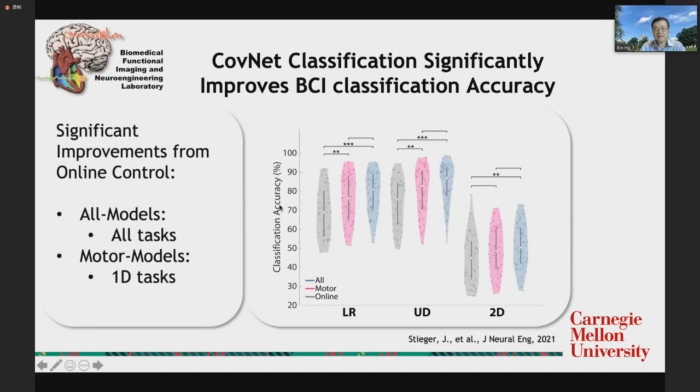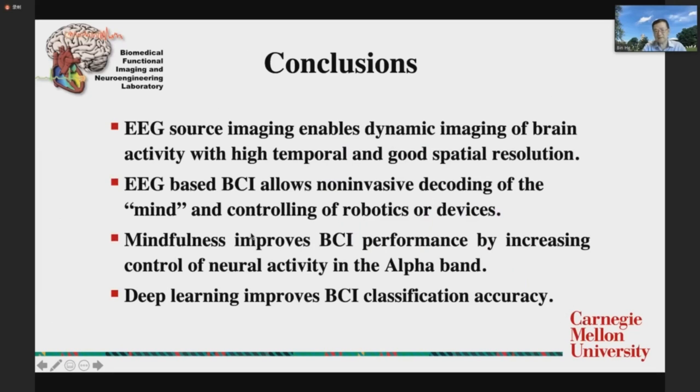Now, here we show that with this deep learning network classification, the improvement is significant if we use all electrodes, which is this blue one. If we use all electrodes, then in all the tasks, the performance was improved compared with online classification. Now, if we use the motor model only, that is the 10 electrodes covering the motor cortex, plus deep learning, we found that the improvement was observed in the left-right control and up-down control, but not in the 2D control. So this is essentially what we found in this experiment.